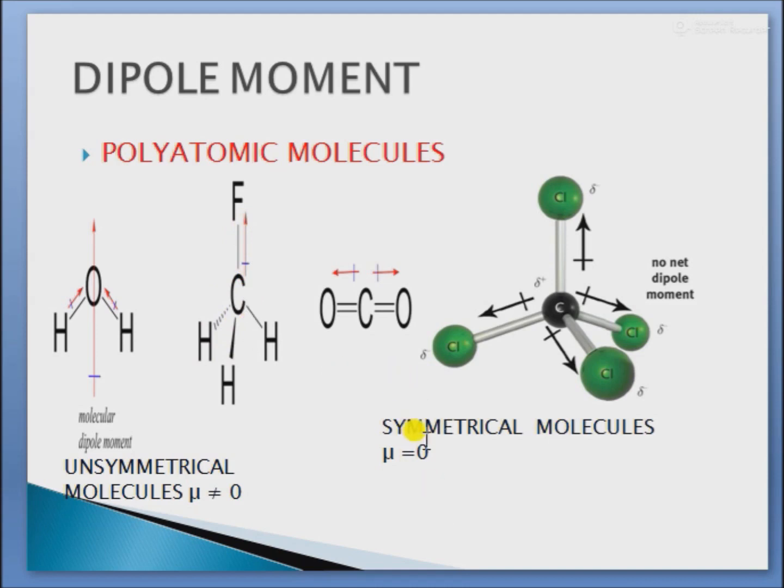And in case of symmetrical molecules like carbon dioxide, here these two dipole moments are opposite to each other and cancel the effect of each other. That's why their dipole moment is 0. Similarly, in case of CCl4, these are four Cl partial negative atoms, which pull the electrons of the bond attached to the carbon in four directions, which are opposite to each other, and they cancel the effect of each other, and that's why its dipole moment is zero.